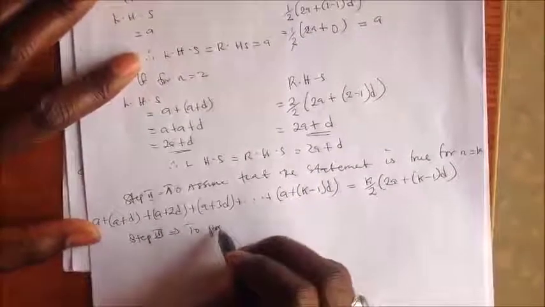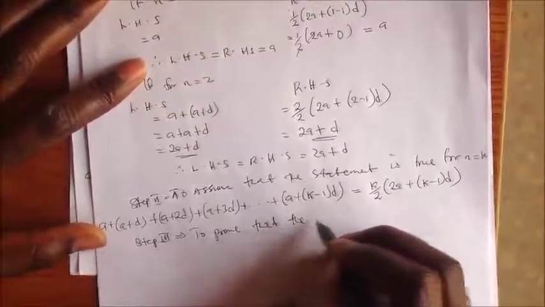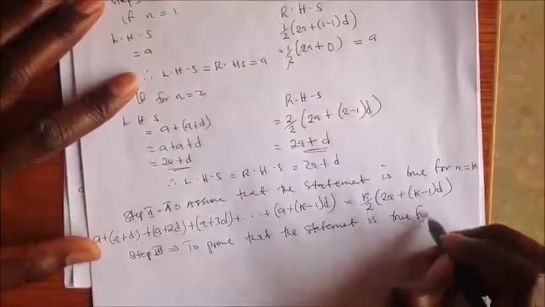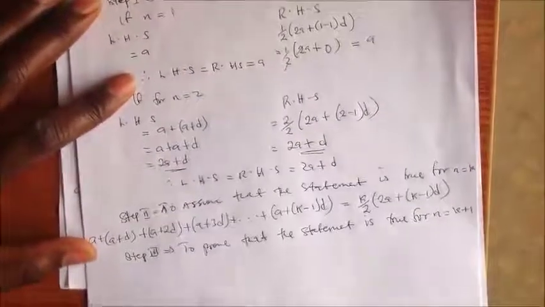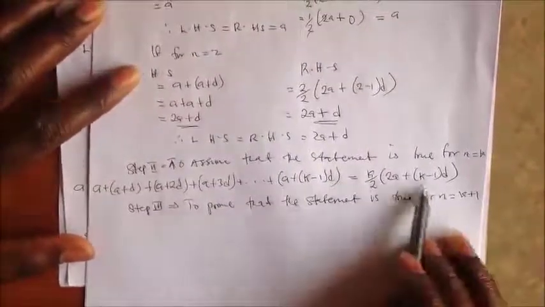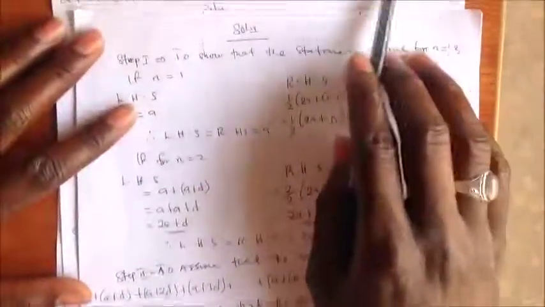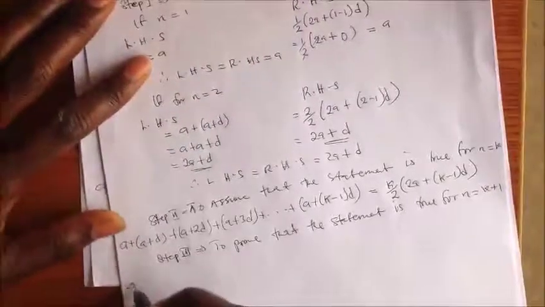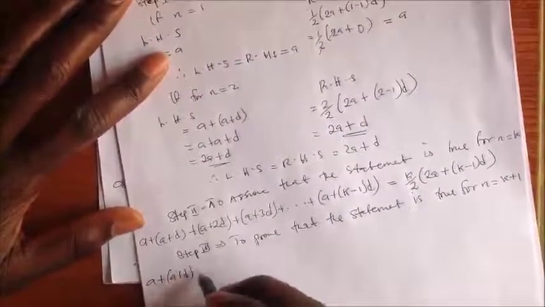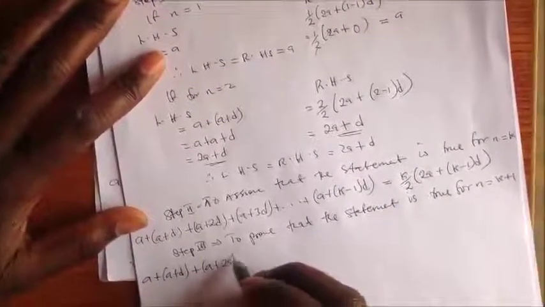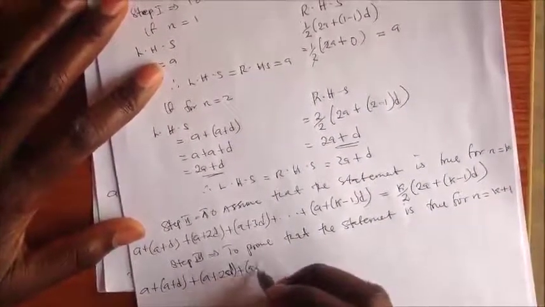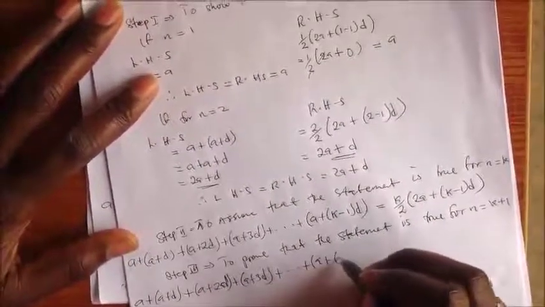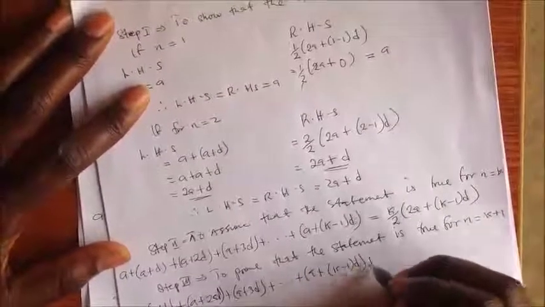Step 3, we are to prove that the statement is true for n equals k plus 1. So here, in the statement given to us, we are expecting to see k plus 1. Now recall that a plus d plus a plus 2d plus a plus 3d plus ... into (k minus 1)d plus.